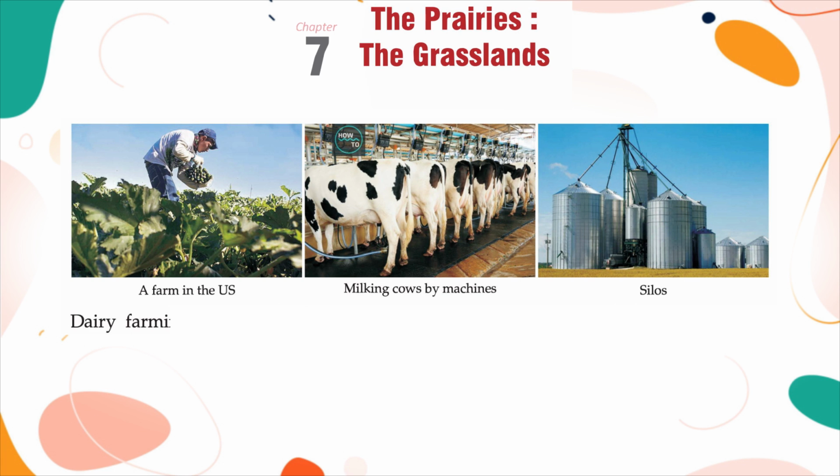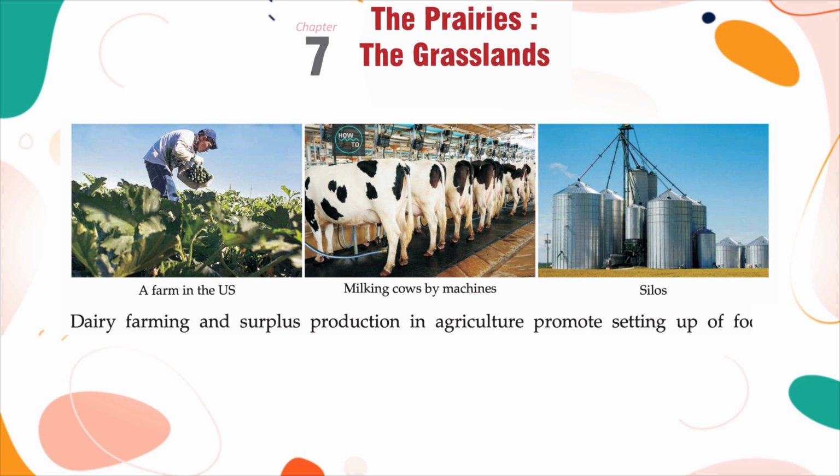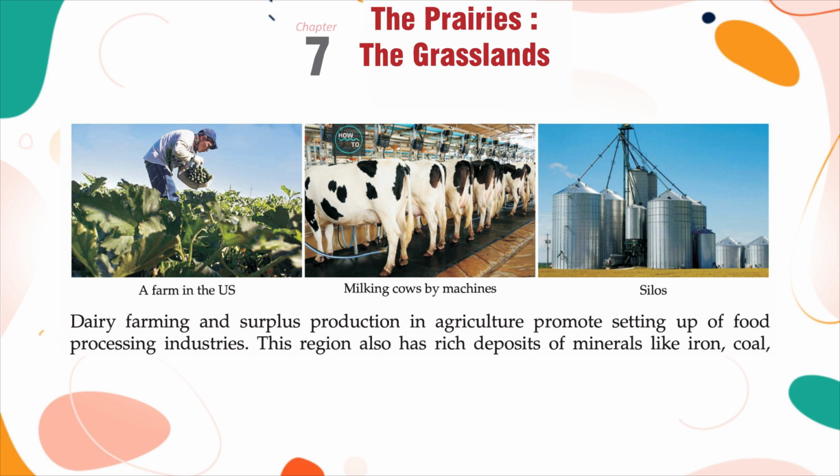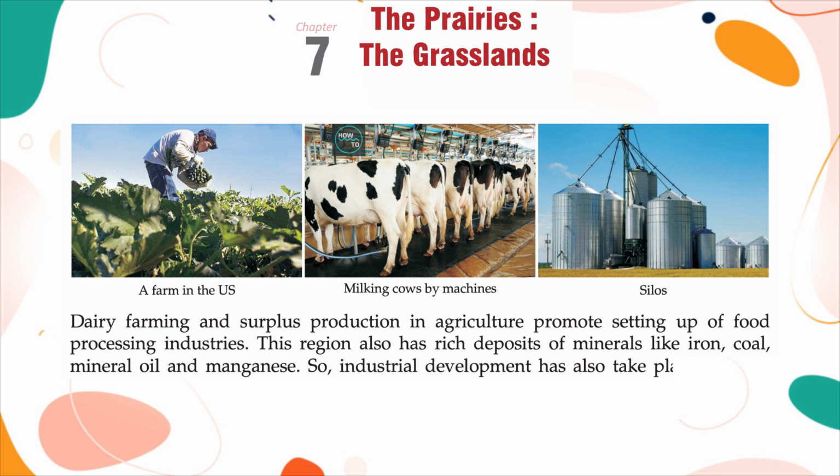Silos. Dairy farming and surplus production in agriculture promote the setting up of food processing industries. This region also has rich deposits of minerals like iron, coal, mineral oil, and manganese. So, industrial development has also taken place here. At present, it is a highly industrialized area.